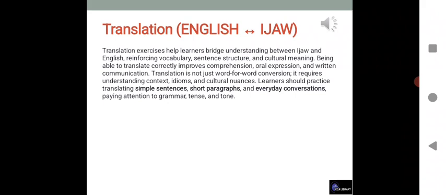In addition, translation exercises support mastery of grammar and tense usage by requiring learners to identify equivalent structures between Ijaw and English. Attention to cultural nuance is also essential, as certain expressions may not have direct equivalents and must be adapted to preserve meaning. Learners are therefore encouraged to translate a variety of materials, including simple sentences, short passages, and everyday conversational exchanges. Consistent practice builds accuracy, fluency, and confidence in using both languages effectively across different communication settings.